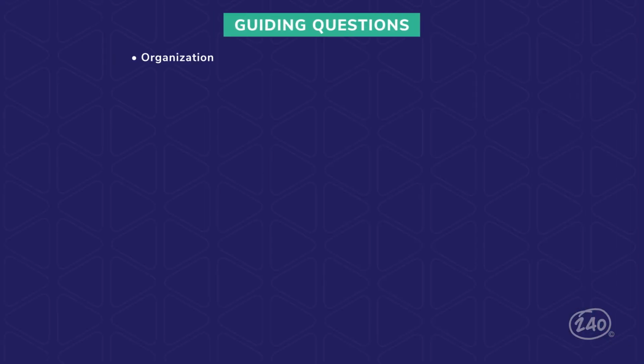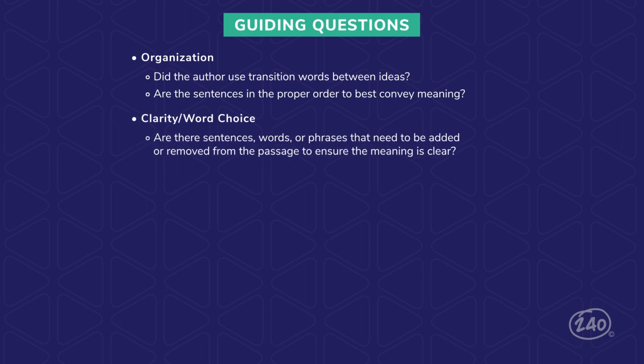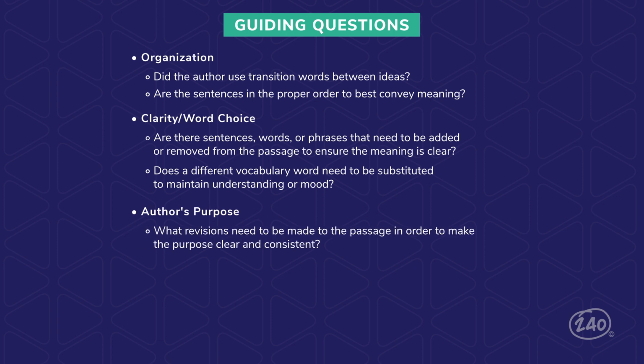So when you're determining the best way to revise a piece of student writing, we've got some guiding questions you can ask yourself. If the question is asking about the organization of the piece, check if the writer used transition words and consider whether the sentences are in the best order. To revise clarity or word choice, look for what needs to be added or removed. Or a word may need to be substituted for a different one to convey the desired meaning or mood. When evaluating author's purpose, think of ways to make the purpose clear and consistent. Often, a thesis statement is the key here.